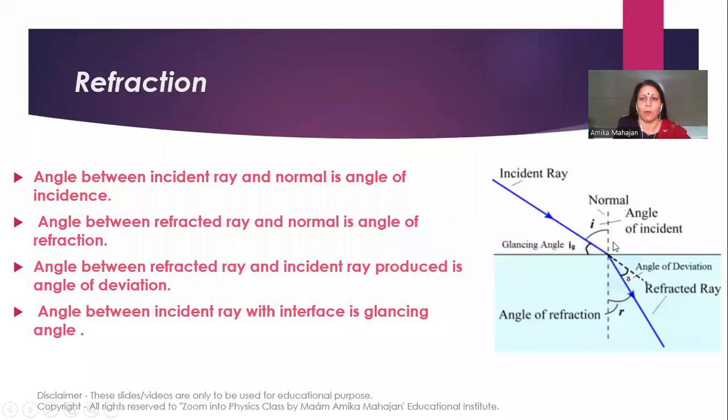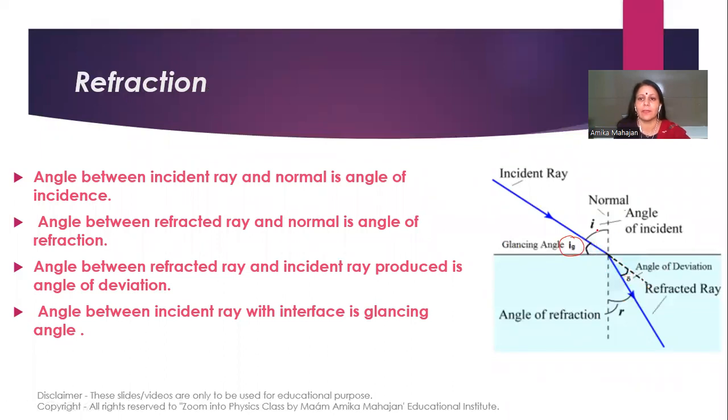Now, when we draw the normal at the interface and measure the angle between the incident ray and the normal, that angle is the angle of incidence, and the angle between the refracted ray and the normal is the angle of refraction. The glancing angle is the angle between the incident ray and the interface. This is the glancing angle. And this one is the angle of deviation. What is the angle of deviation? It is the angle between the refracted ray and the incident ray produced in the second medium.